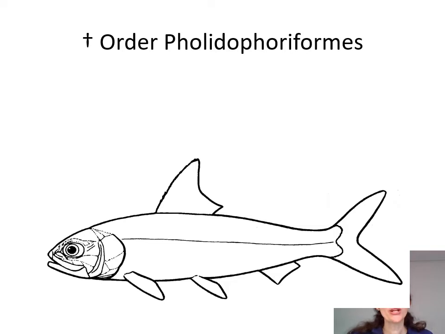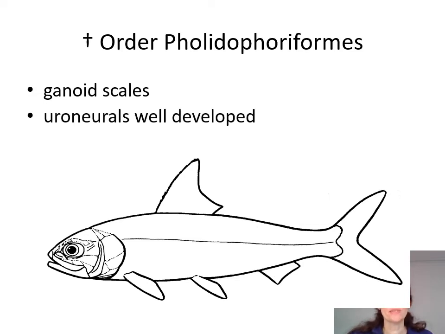We'll start by working our way through these different major groups. We'll look at the extinct order, Pholidophoraformes first. It being an extinct fish, we don't know as much about it. We know that there were 5 families, so it was fairly diverse. It does have those ganoid scales, which are typical of our extinct fishes, those thicker, heavier scales. We do see that the uroneurals are well developed within this order, and they're found back in the Triassic-Jurassic, so Mesozoic era fishes.